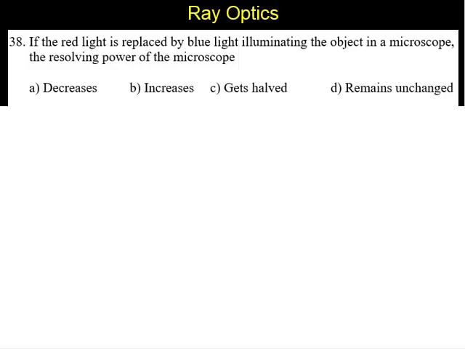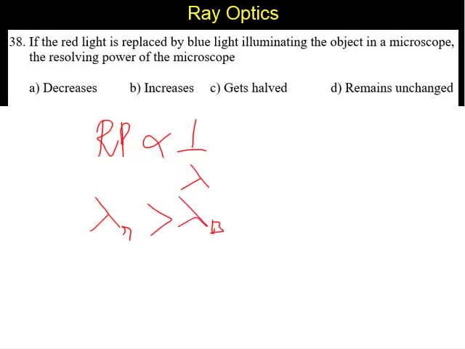Resolving power is inversely proportional to the wavelength. But we know that the wavelength of red light is very large when compared to the blue light. So, the resolving power of the red light is very less when compared to the resolving power of the blue light. So, when red light is replaced by a blue light, then resolving power definitely increases. The correct answer is increases.